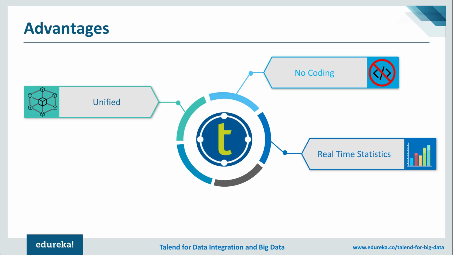So real-time statistics: whenever you run the Talend Open Studio jobs, on the job itself, upon the components, the flow will be displayed and the real-time statistics, which I'll be showing you in the demo. So how many rows have been passed from the filter, whether it is right or wrong. So by looking at the real-time statistics itself, you can come to know whether your job is heading in the right direction or not. So that's a very important feature.